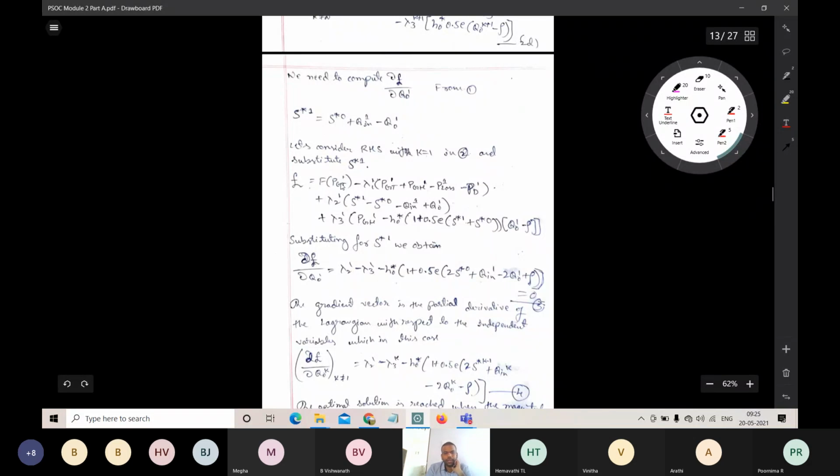Lagrangian is equal to f of PGT. So this Lagrangian consists of all the 4 problem equations.